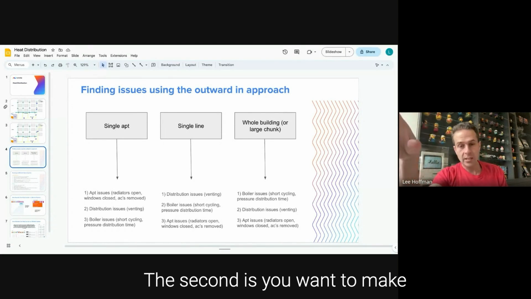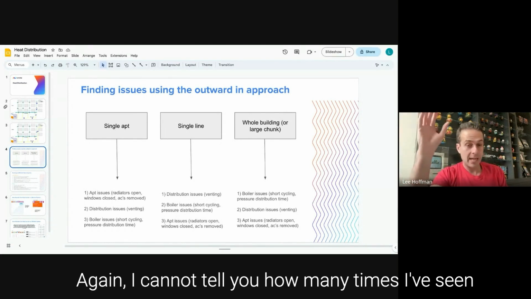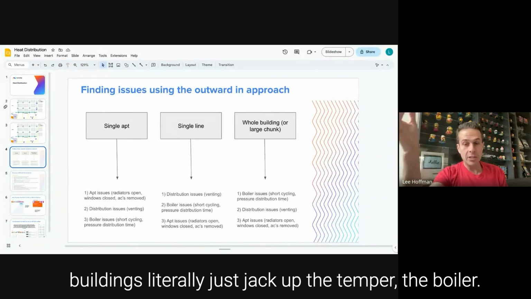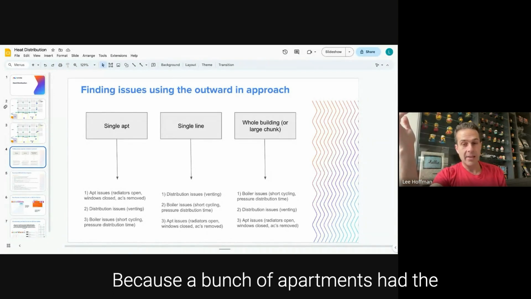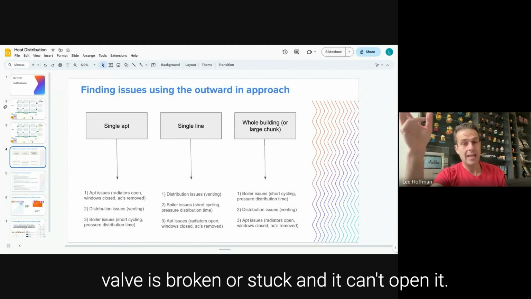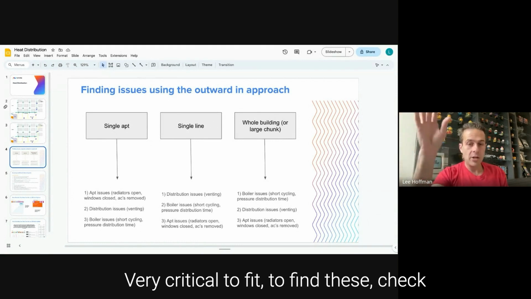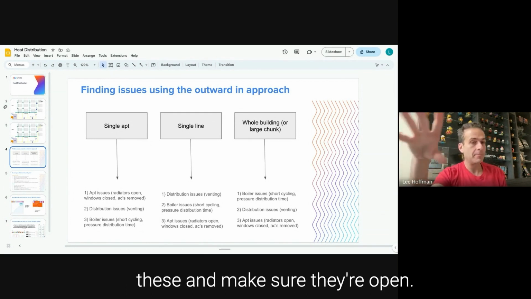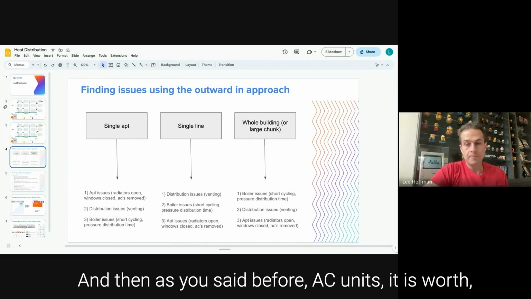The second is you want to make sure the radiators are open. Again, I cannot tell you how many times I've seen buildings literally just jack up the boiler because a bunch of apartments had the radiators closed and didn't realize it, or the valve is broken or stuck and they can't open it. Very critical to find these, check these, and make sure they're open. And then, as Steve said before, AC units.